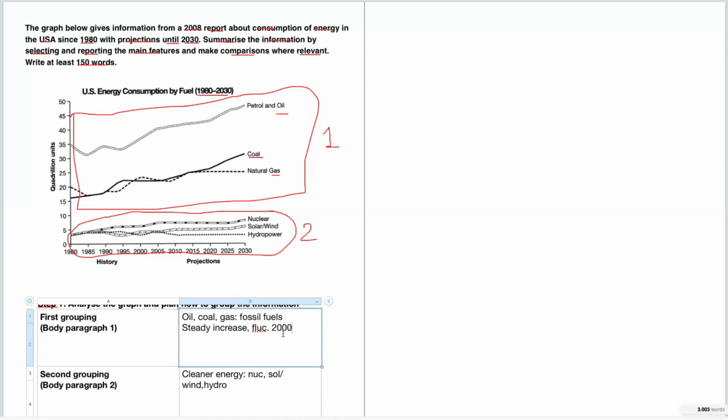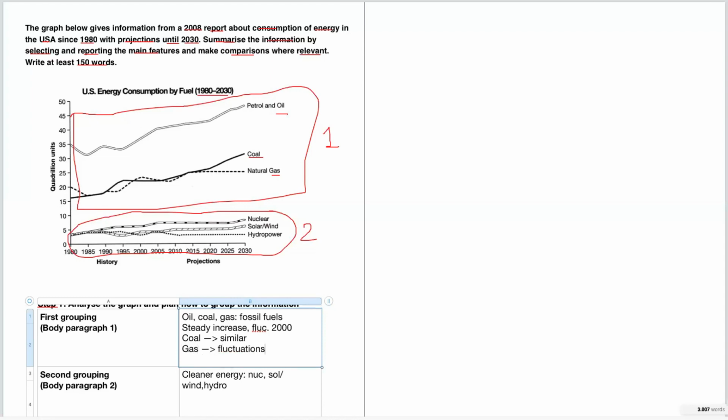But I'm also going to say that coal is similar, and I'll just make an arrow here. So I'll say coal is similar, and then when it comes to natural gas usage, I also see that there were fluctuations here as well. So I'm going to say gas has also had fluctuations.